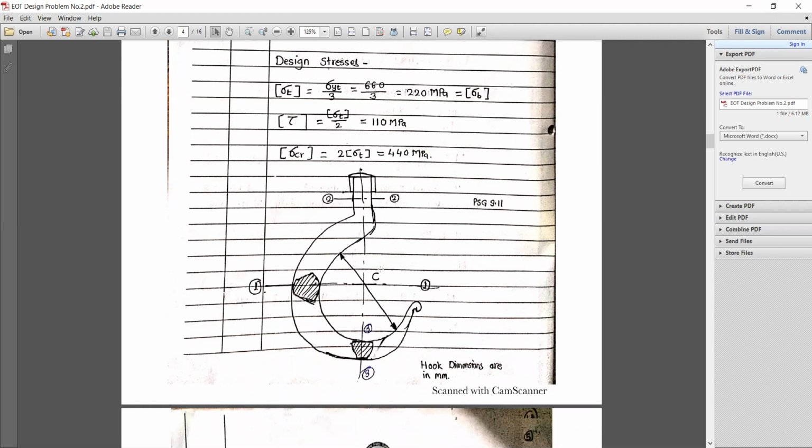Okay, so look at the hook section. There are three critical cross sections. The first, section 1-1, is purely loaded with bending. Then the second is pure tensile, and the third is also pure tensile. So we have to consider these load carryings, or you can say additional loads, so that we have to select a cross section.